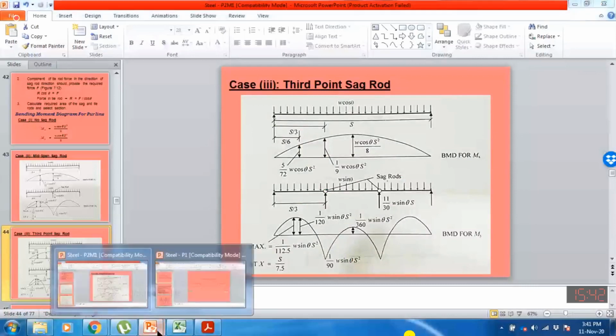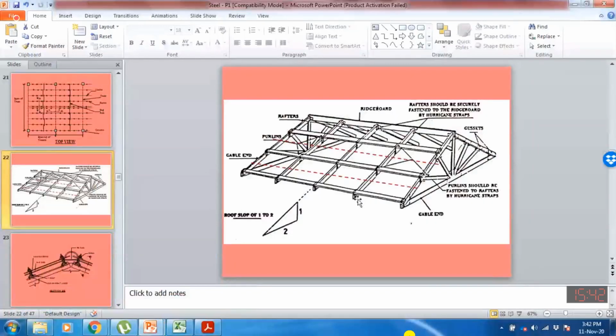So actually this force is coming at this point. On one side actually we are having how many purlins? 1, 2, 3 and 4. So we are assuming that this is connected from the one side. So it means that the force is acting at 1, 2, 3 points. So number of the purlin on one side minus 1.